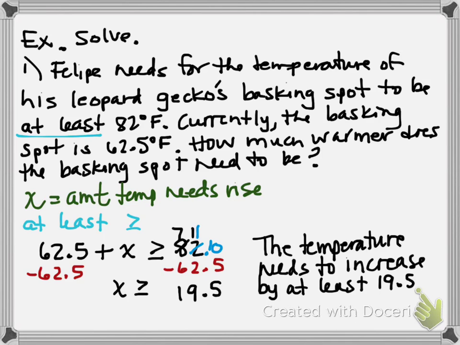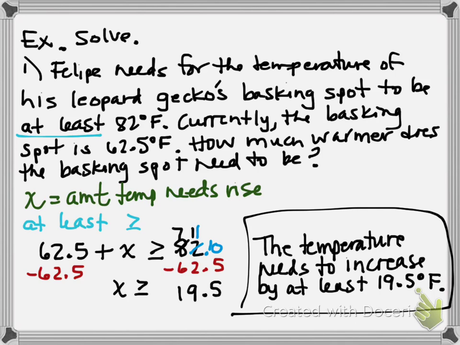19.5. And here's where we have to add labels. What are the labels for the temperature here? Degrees Fahrenheit. So using that word at least says it could be more. Now, if you wanted to write it without the words at least, you could say the temperature needs to increase to 19.5 degrees Fahrenheit or more. We always need to clarify that this isn't the only answer. This is the beginning of the group of answers that you have. Okay? All right, cool. So notice what math went on in that problem.